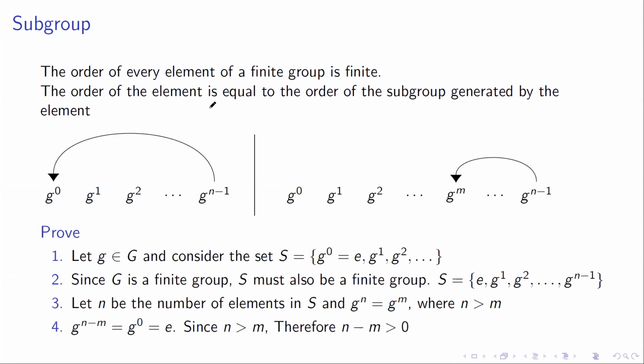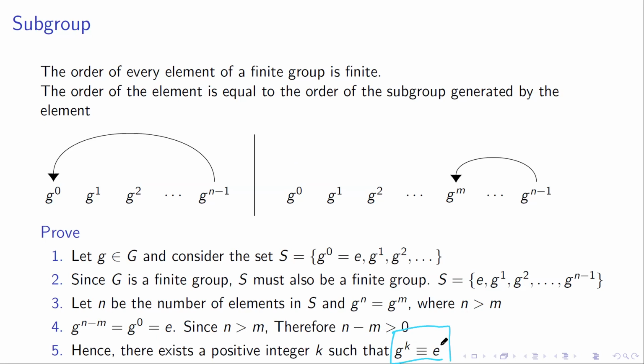Since we know that the inverse exists in a group, we can multiply by the inverse on both sides, and we get this. G to the power of N minus M is equal to G0, which is equal to the identity element E. Since N is larger than M, N minus M is larger than 0, so N minus M is a positive integer. So there must exist a positive integer K such that G raised to the power of K is equal to the identity element.